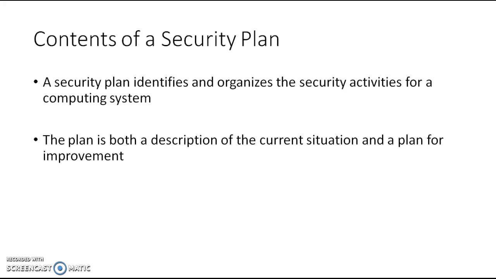A security plan identifies and organizes the security activities for a computing system. So the first thing the security plan must include is the organized security activities. What kind of activities do you have to measure? For example, you just name them: activity number 1, activity number 2, activity number 3. For example, I install the firewall, I configure the Windows firewall. This is the first activity. Second activity, I install the IDS.